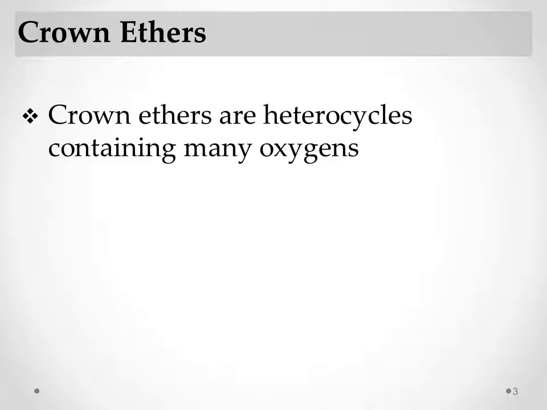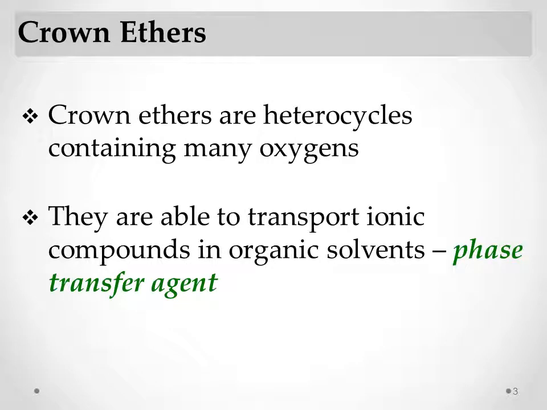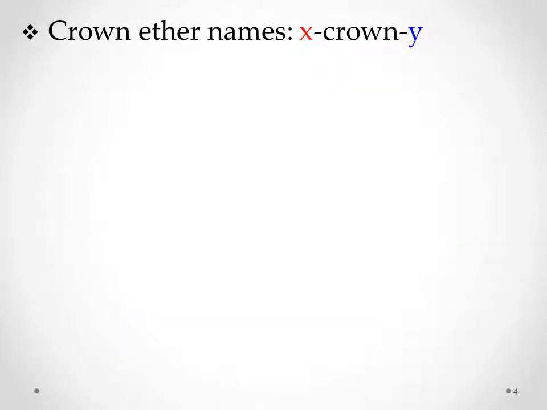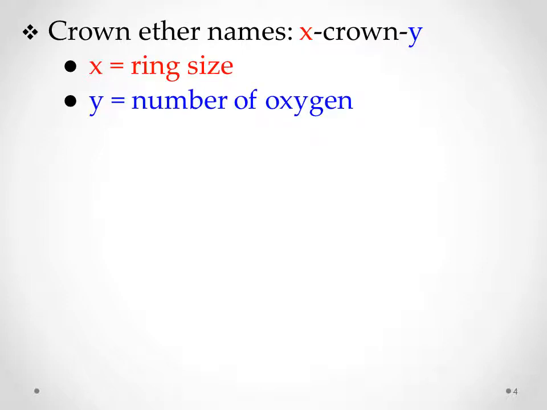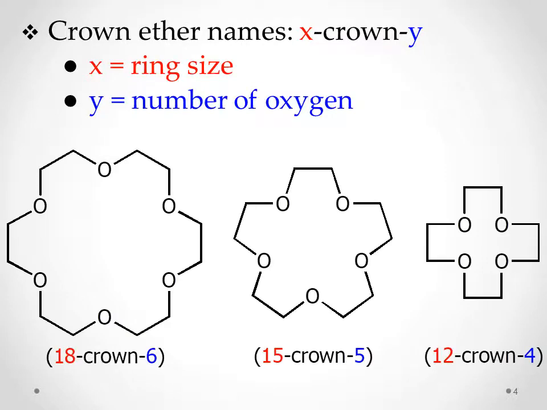Crown ethers are heterocycles containing many oxygens. They are able to transport ionic compounds in organic solvents, which is known as phase transfer. Crown ether names are denoted as X crown Y. X is known as the ring size and Y is the number of oxygen.